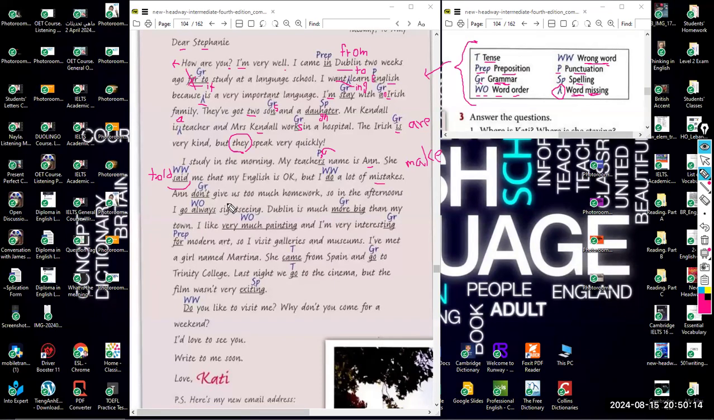Doesn't. Bravo, doesn't give. Because it's present and singular, I have to use the singular form. So doesn't give. This is concerning the grammar. So doesn't give us too much homework.